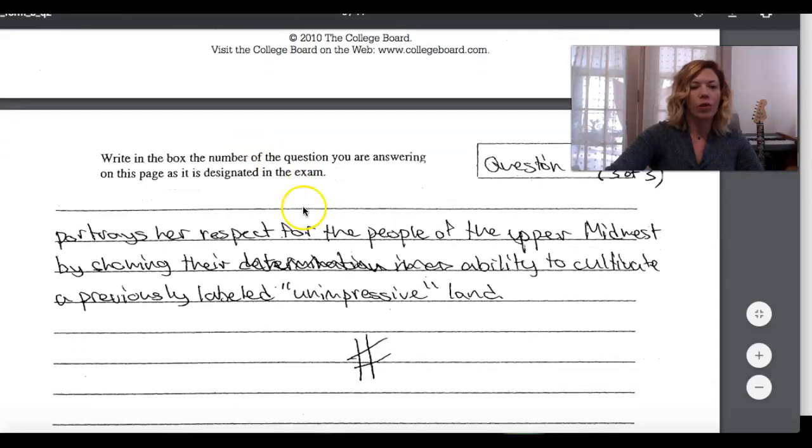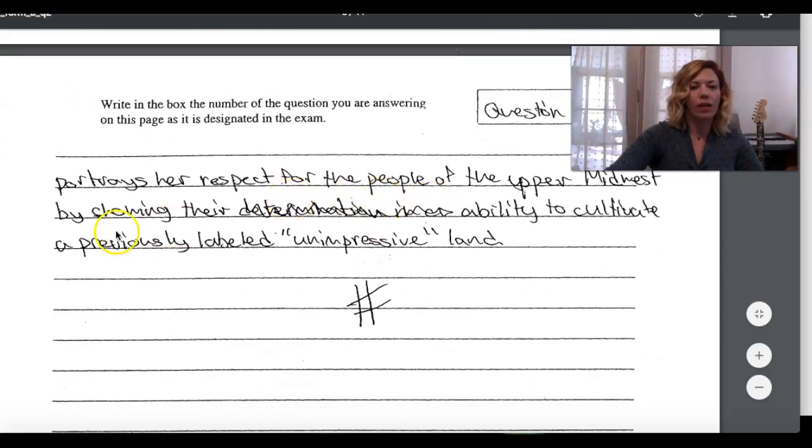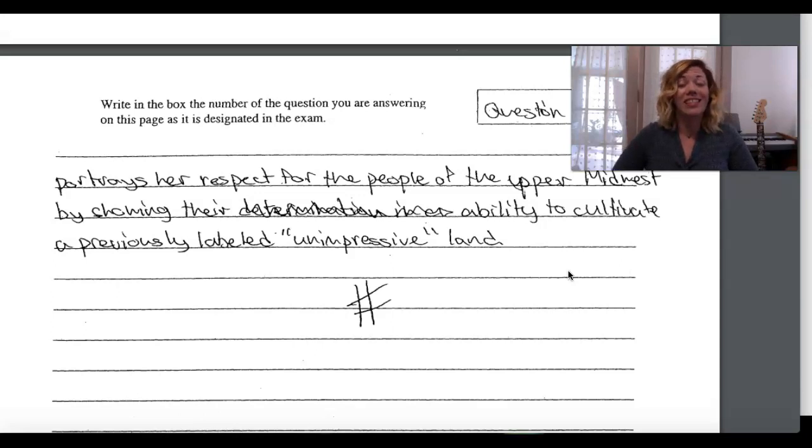She once again portrays her respect for the people of the upper Midwest by showing their ability to cultivate a previously labeled unimpressive land. Now, my first takeaway of this essay is this is a student who definitely writes better when they are warmed up, because the second half of this essay was by far stronger than the first half. It was more specific, it was more insightful.